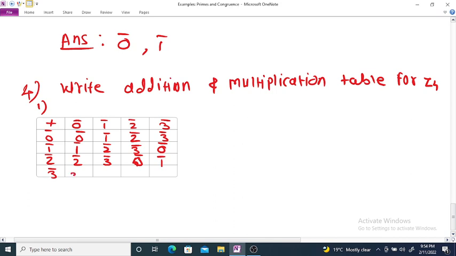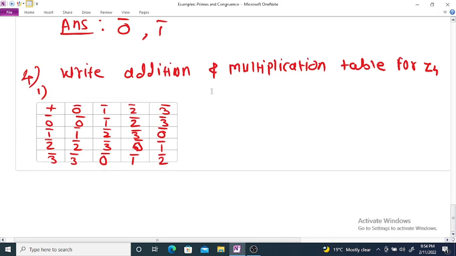Next 3 bar plus 0 bar is 3 bar. 3 bar plus 1 bar is 4 bar, which is 0 bar. 3 bar plus 2 bar is 5 bar, which is 1 bar. And 3 bar plus 3 bar is 6 bar, which is equal to 2 bar. So this is the addition table. Similarly we can write a multiplication table.